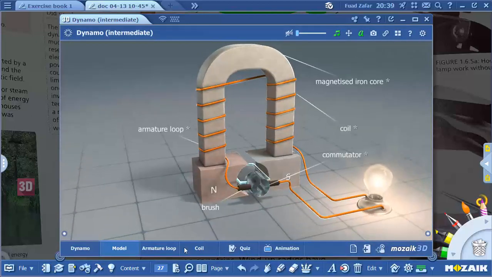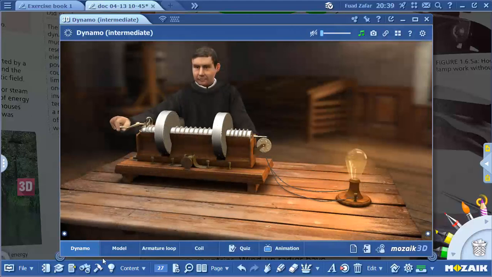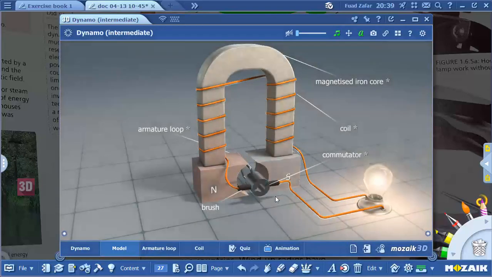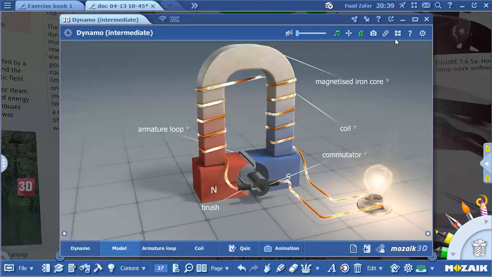Again, back to the model. This is how your dynamo looks from inside. And how it works: when the person is turning it, it generates electricity to the bulb and it lights up. Again, you can see this is turning. When it's turning, it's generating electricity.